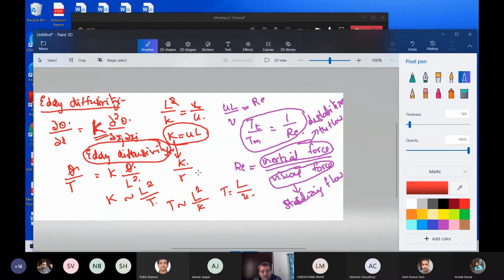K by gamma, the eddy diffusivity to the molecular diffusivity, is of the order of K by nu, which is of the order of UL by nu, equal to the Reynolds number. Again, we get an expression: the ratio of the eddy diffusivity to the molecular diffusivity is of the order of Reynolds number. These are all order of magnitude only; the values won't come exactly the same, but in order of magnitude you will get values.